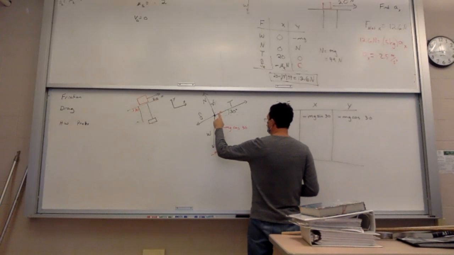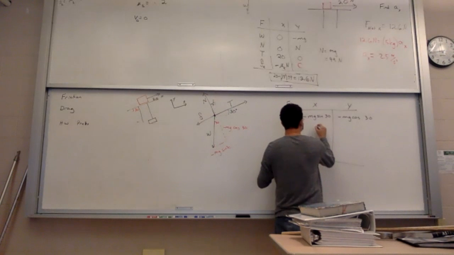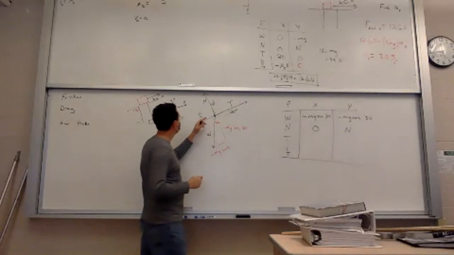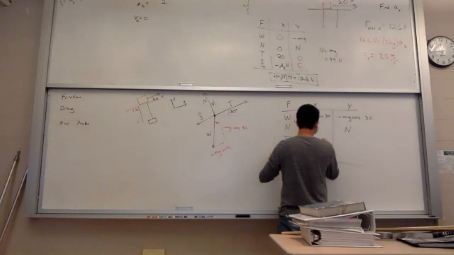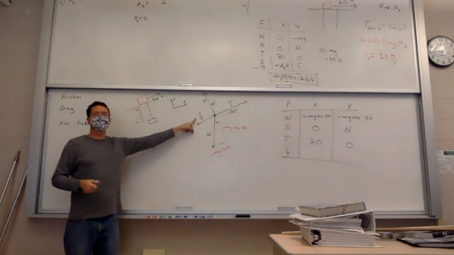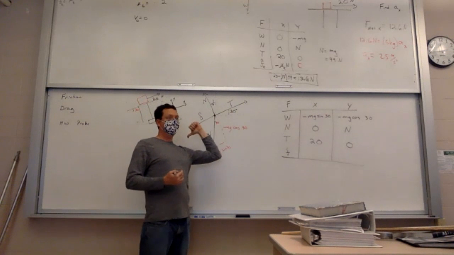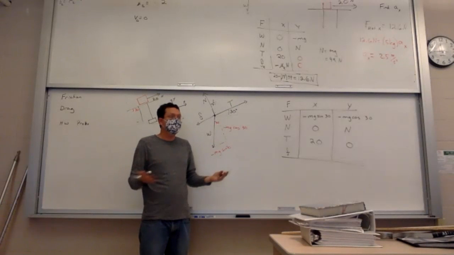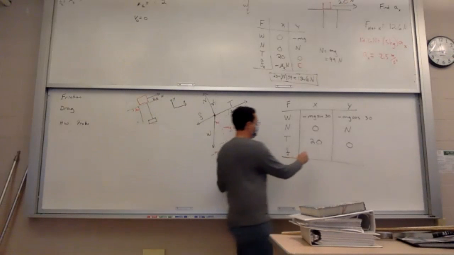All right. Now, the normal force is only in the Y direction, and I know it's positive. The tension is only in the X direction, and I know it's positive 20. The friction force is in the X direction. I just drew it like it was negative downhill, but I don't really know. So I'm just going to call it F, and I'll do the math. If it comes out positive, then it's uphill. If it comes out negative, it's downhill. I don't just make a guess.